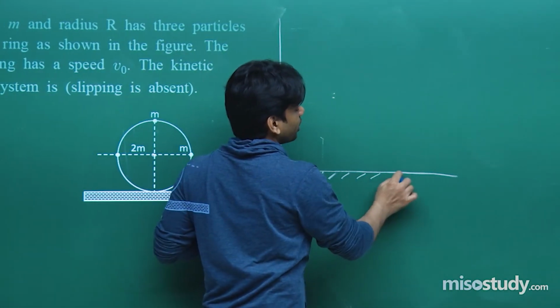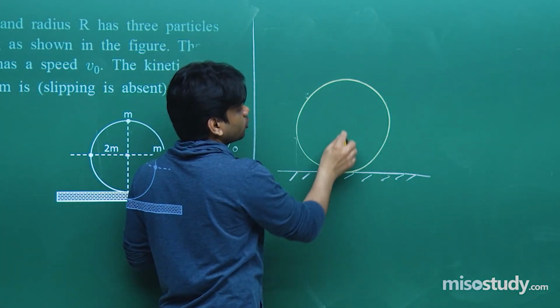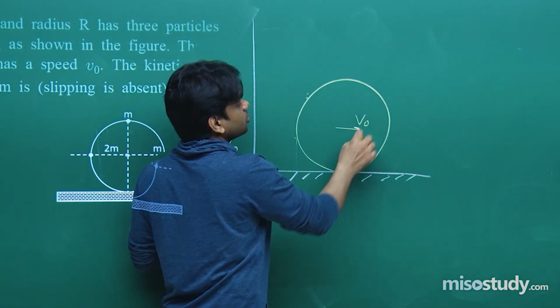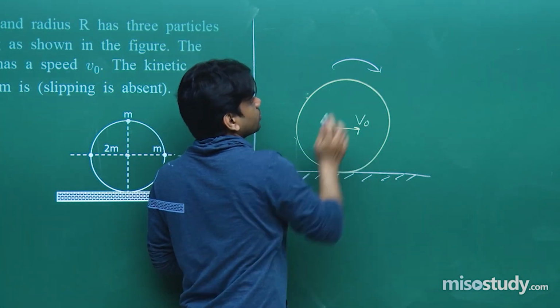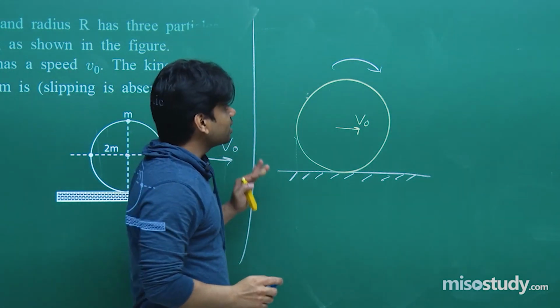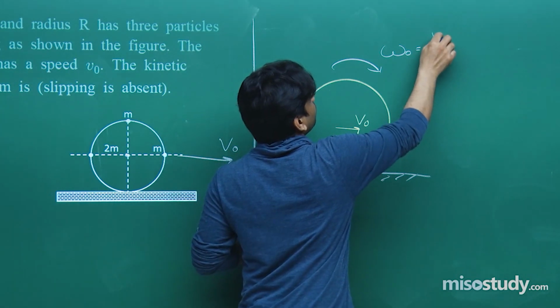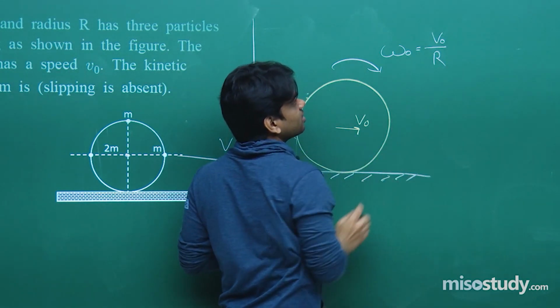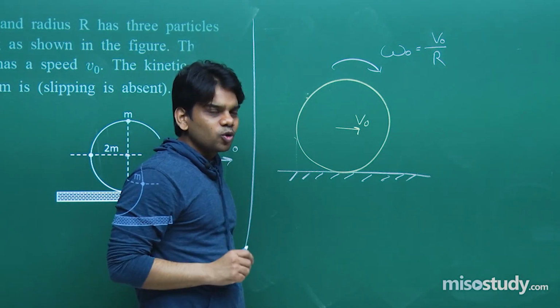In this case, how it will be applied here. This ring actually traverses with a speed v0 in the forward direction. It's rolling. This is what is happening. So we can say that the angular velocity omega naught will be equal to v0 by R, where R is the radius. First thing we can write, v0 by R will be equal to omega naught.